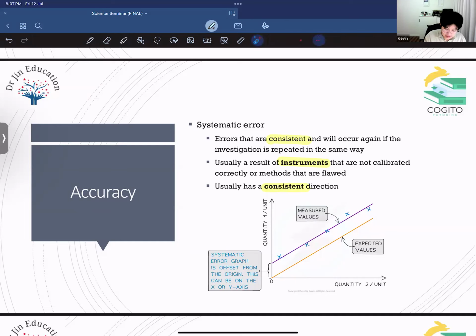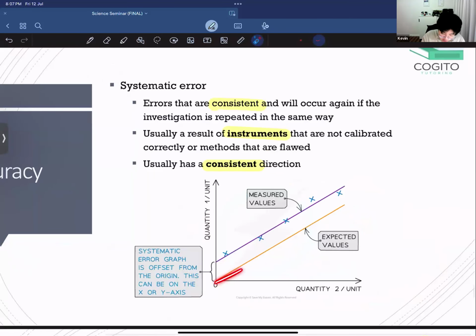So look, this is a very nice diagram. I stole it off the internet, but this orange line is your expected values. Now, systematic error looks like this. All the values are increased by the same amount. Can you see? It is consistent. It's in a consistent direction. It's all going up. It could all be going down as well, right? But this is systematic error. Look, it's all a bit elevated.